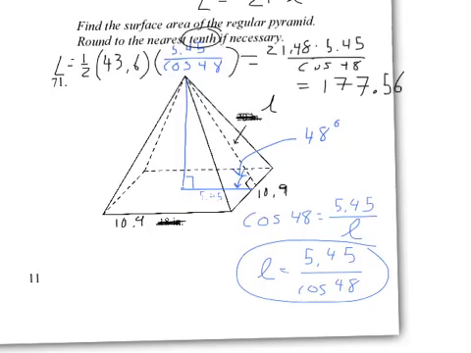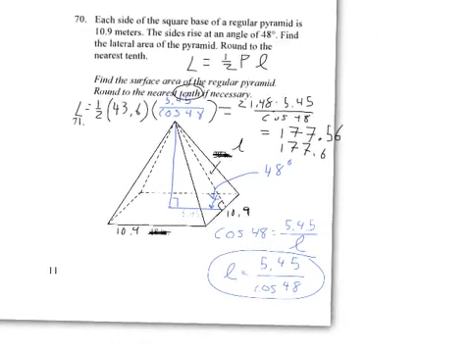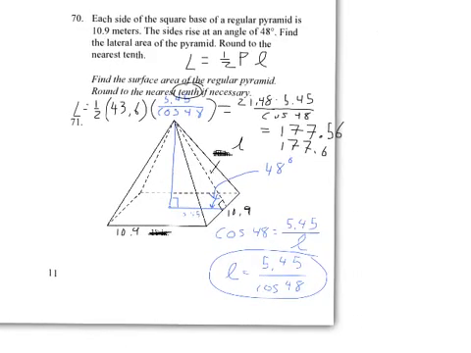Actually, they said round to the nearest tenth, right? So did they say that for our problem too? Yeah. So that would actually be 177.6, and our units are meters. So this is lateral area, so it's going to be meters squared. So 177.6 meters squared is our answer. There we go.